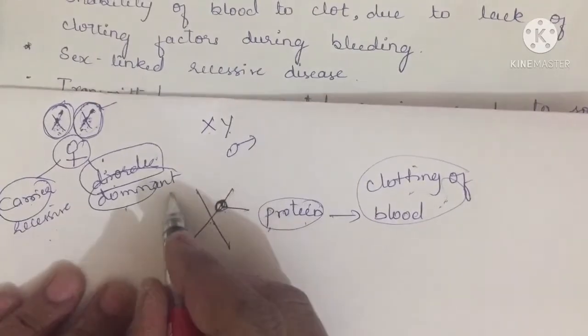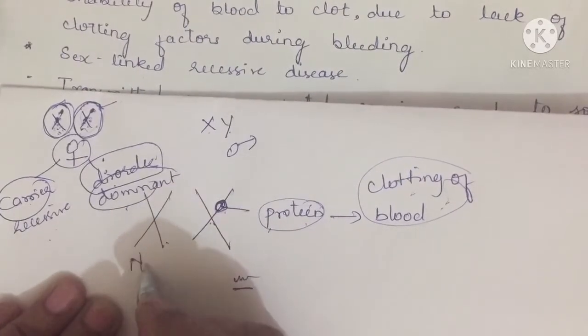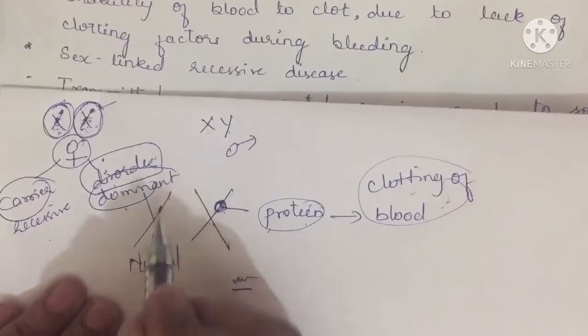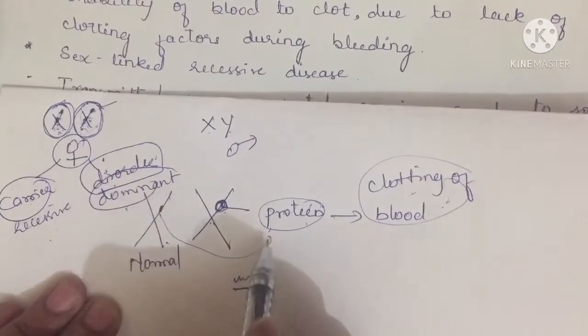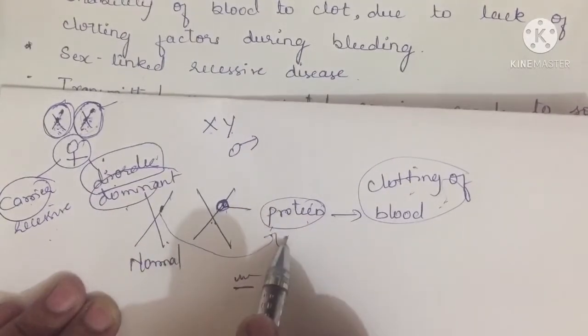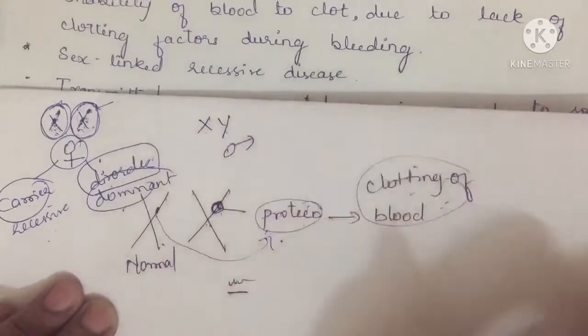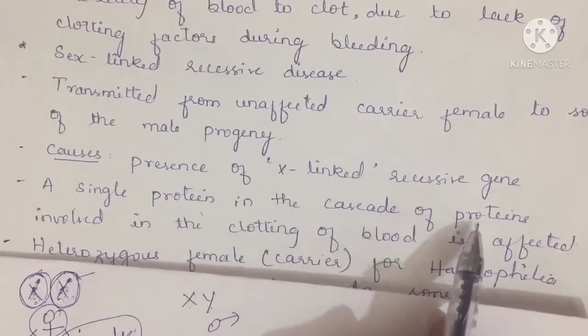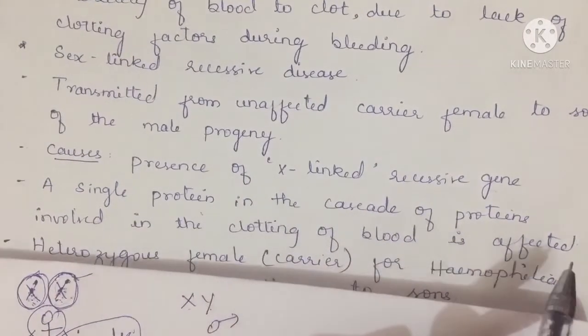But here what we are saying is that this one X chromosome has a defect, and the other X chromosome is normal. Which means this one has the normal gene, which will produce this protein. Because it produces the protein, clotting of blood takes place, right? So here, a single protein in the cascade of proteins involved in the clotting of blood is affected.